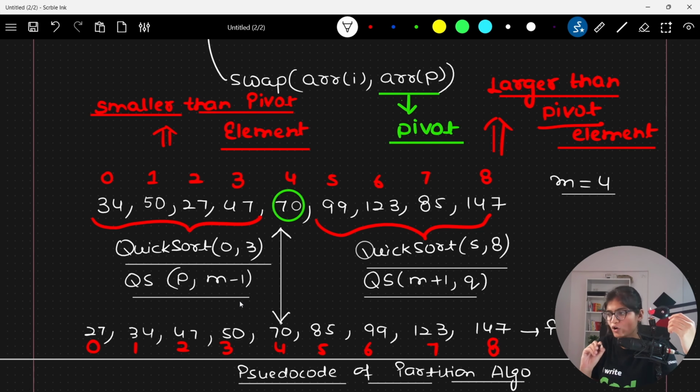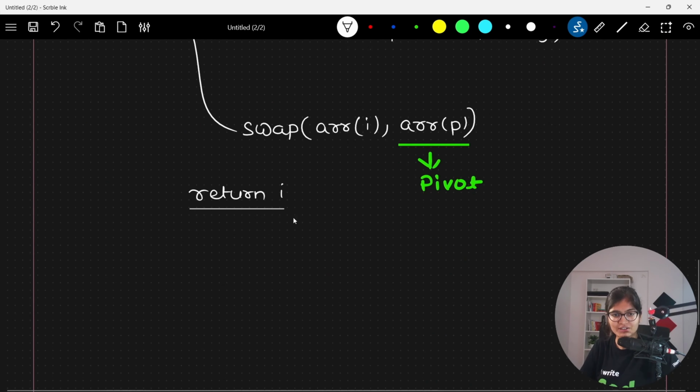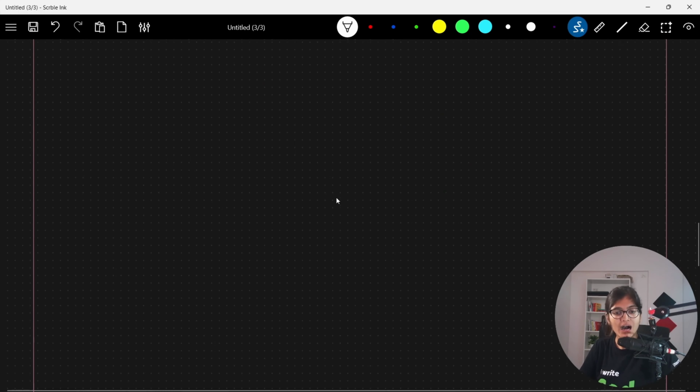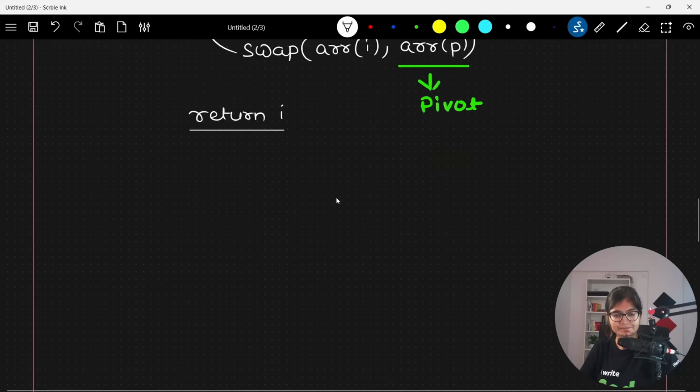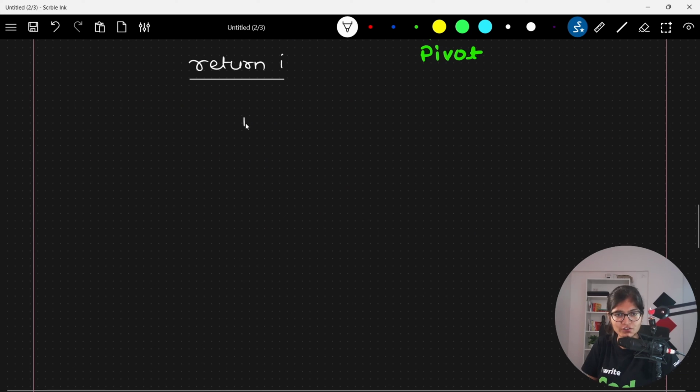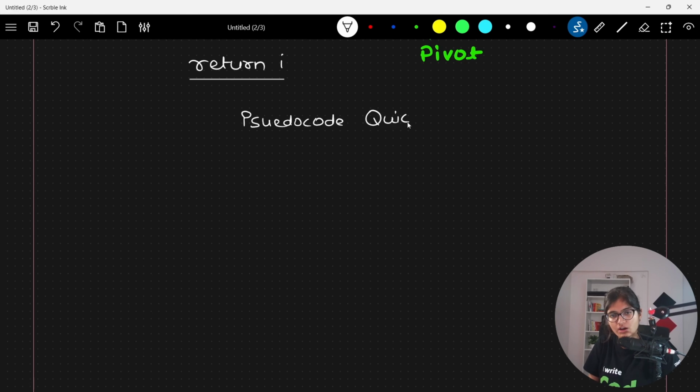Correct? I hope I am making sense to everyone. So here this m is the index of the final i, right? So it will return the value of i. Now how will the quicksort work? What will be the pseudocode for a quicksort algorithm now?